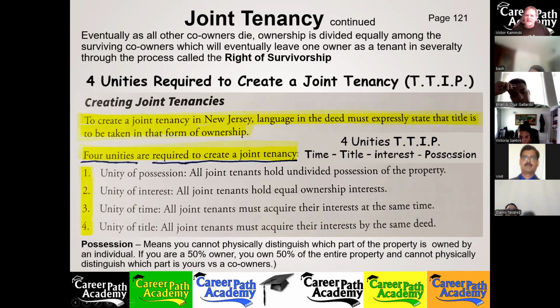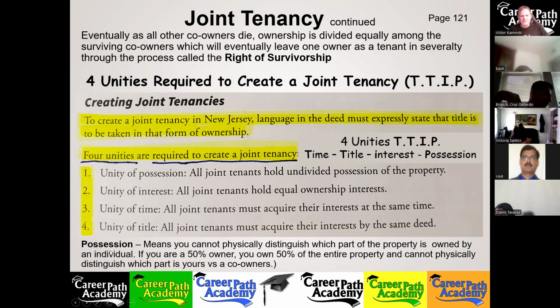And the unity of possession. All joint tenants hold undivided possession of the property, where you don't draw a line down the center of the property and say, this side is mine, that side's yours. Whatever my proportionate share of interest is, I own that percentage of the entire property. Not that that corner is mine or that half is mine and that half is yours.